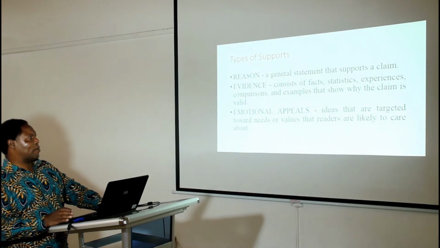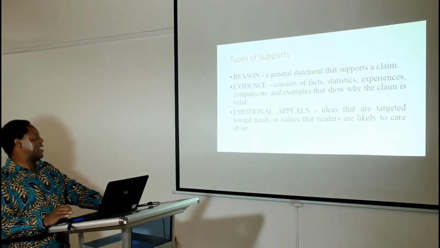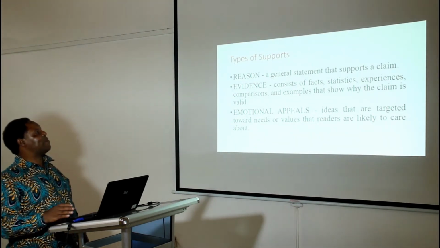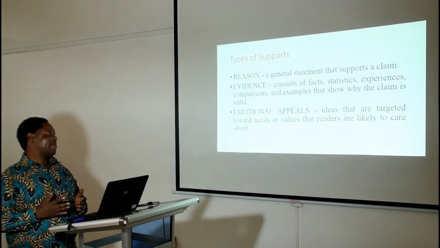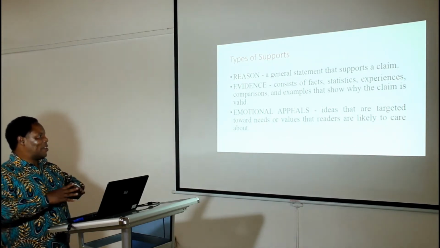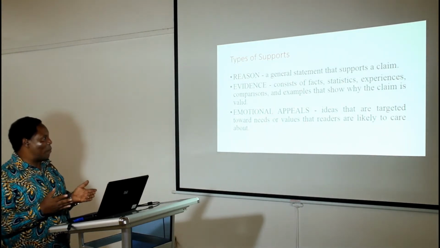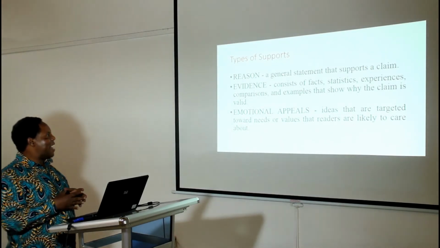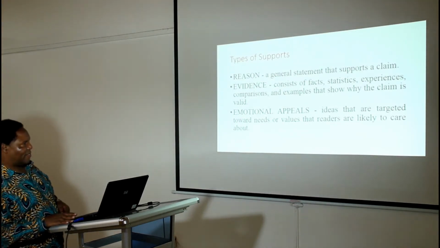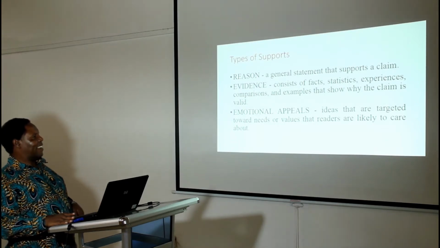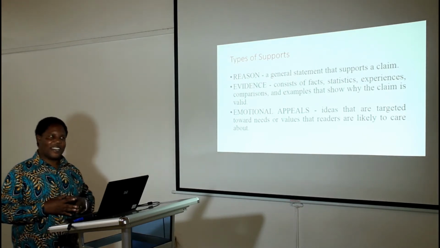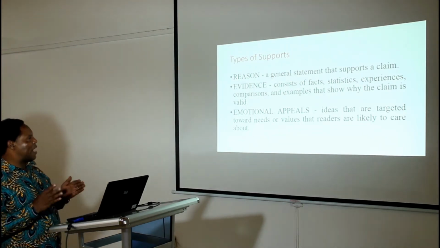There are types of support in order to make an argument clear. First, reason. A reason is a general statement that supports a claim. So you provide a reason, it means you provide a general statement, you support your claim. And then evidence. This consists of facts, statistics, experiences, comparisons, and examples that show why the claim is valid.